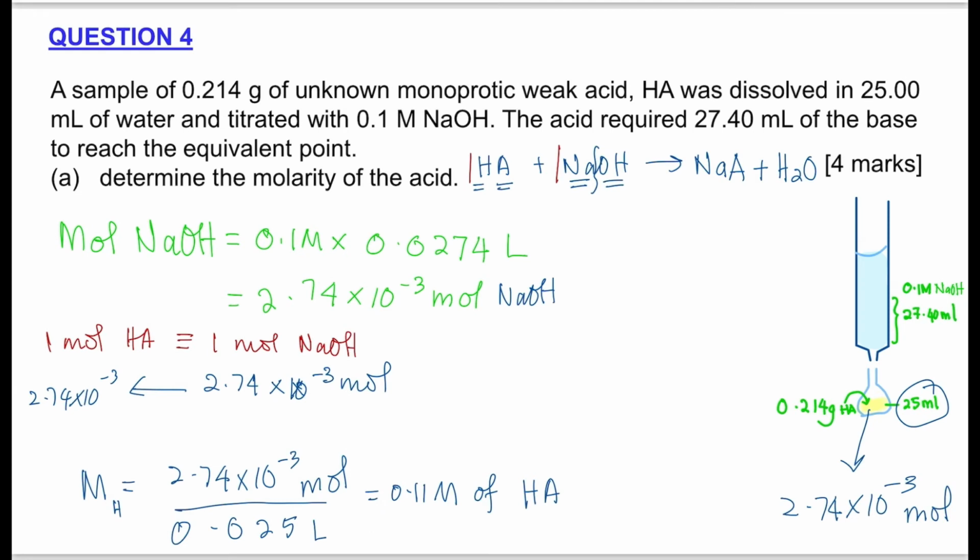Here we go to the marks given. 1 mark if you write down the chemical equation. Where is your chemical equation? This one, 1 mark. The second mark is when you find the number of moles of the base, the sodium hydroxide used, and then the number of moles of the acid being neutralized. Here you need the mole of the acid, 1 mark, and finally the concentration of the acid, the 4th mark.